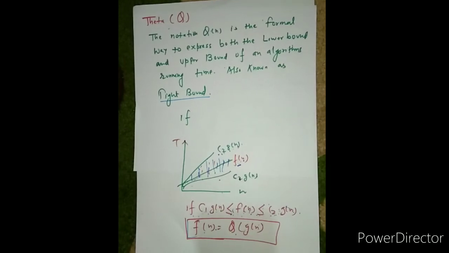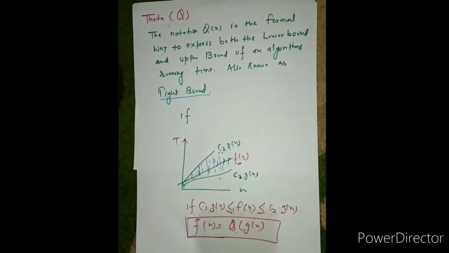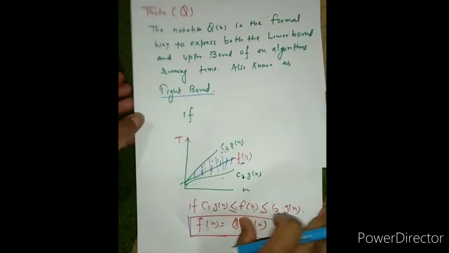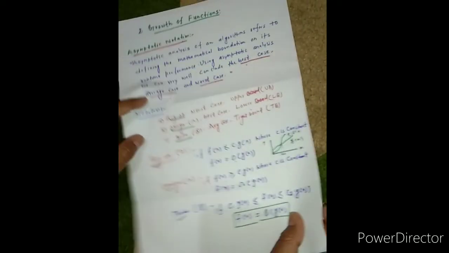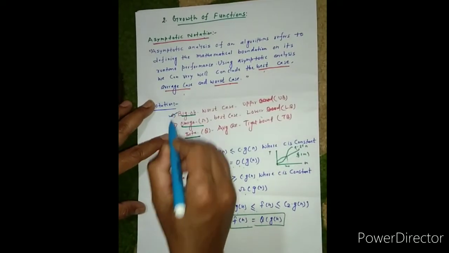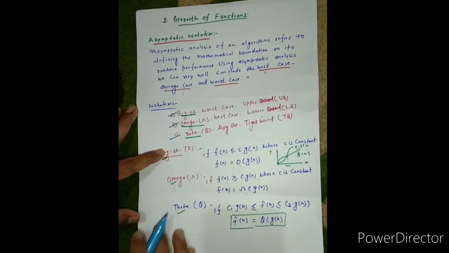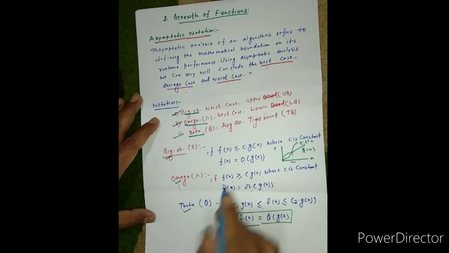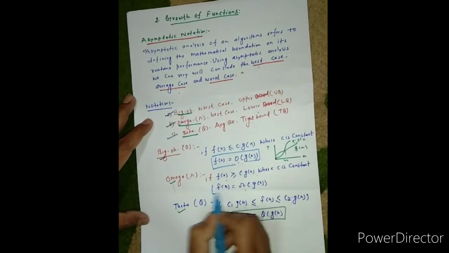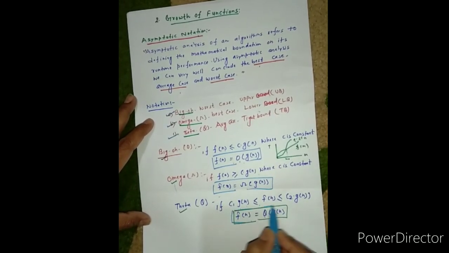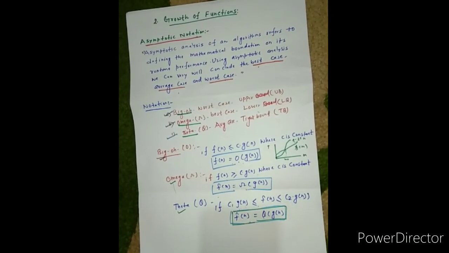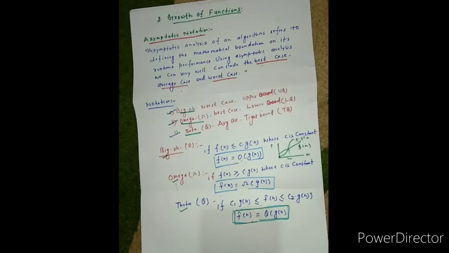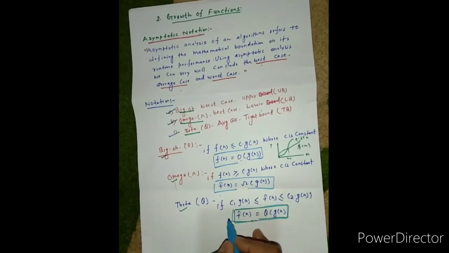There are three notations: big OH notation, omega notation and theta notation. Using the formula we have to solve the problem. Always remember the notation and formula of big OH notation, omega notation and theta notation and solve the problem. In the next video I will solve the problem and find the big OH notation, omega notation and theta notation range.